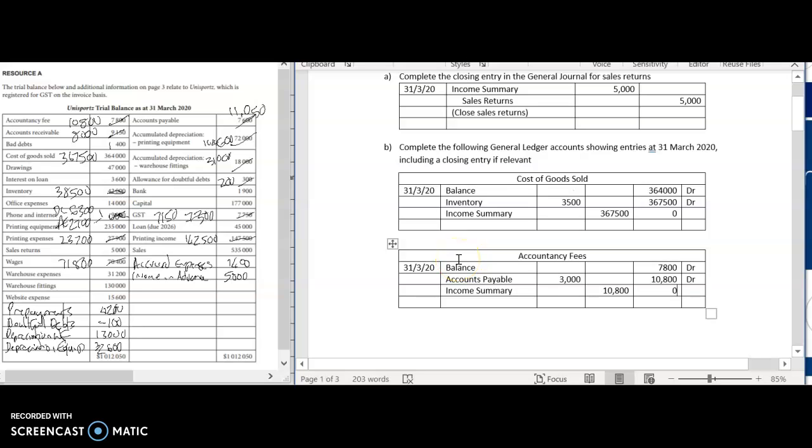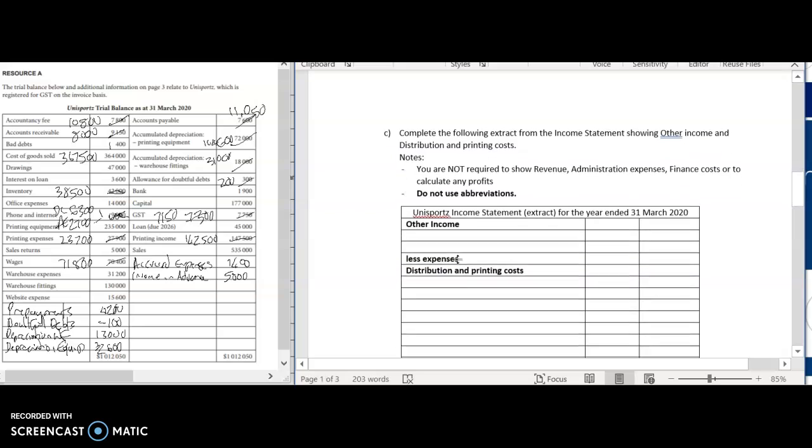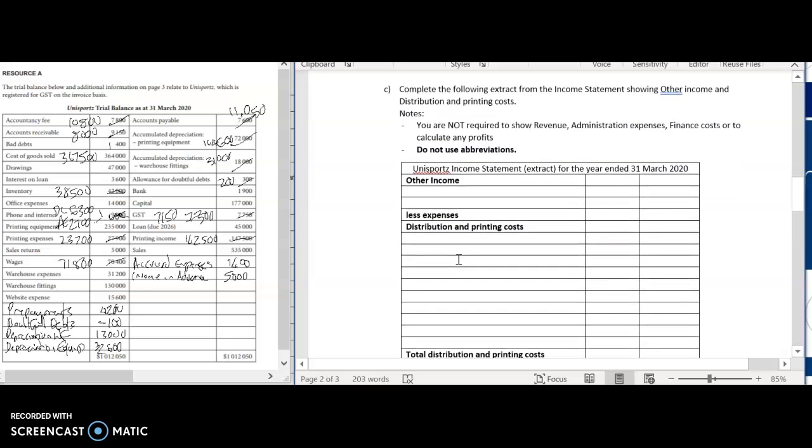You scroll down and see what else we've got to do. It's asking us to do an income statement, but it's an income statement extract, so that's not the whole income statement, showing other income and distribution and printing costs. So this part here is printed in the exam for you. You're not required to show revenue, admin expenses, finance cost, or calculate profit. So just OI and distribution and printing.